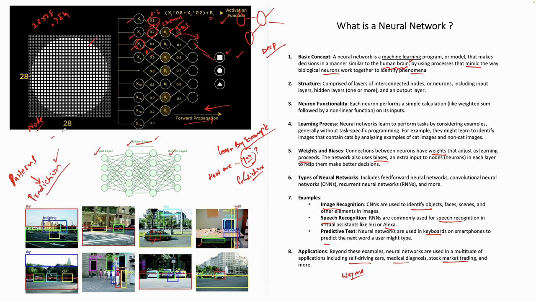That is what the aim is. So with this, we come to the end of what is a neural network.